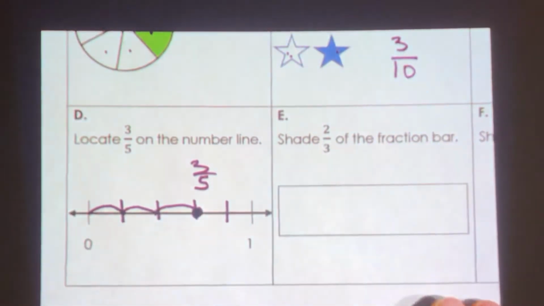And again, if you're wanting to try these on your own, all you have to do is press pause. And then once you finish, press play again, and then you can see what the answer is.